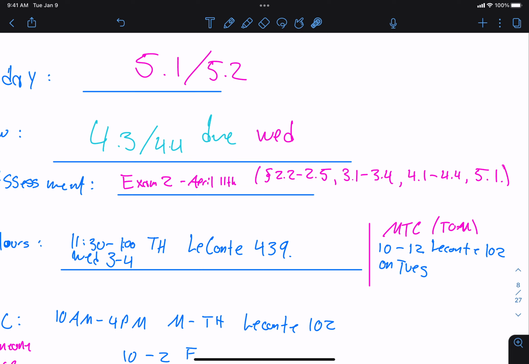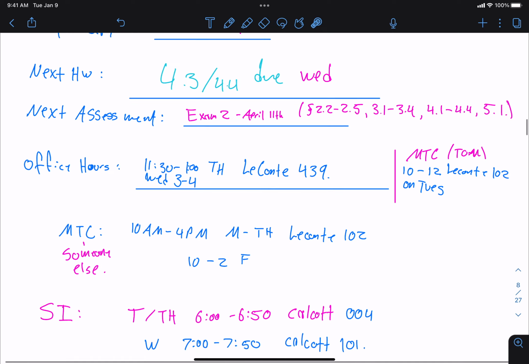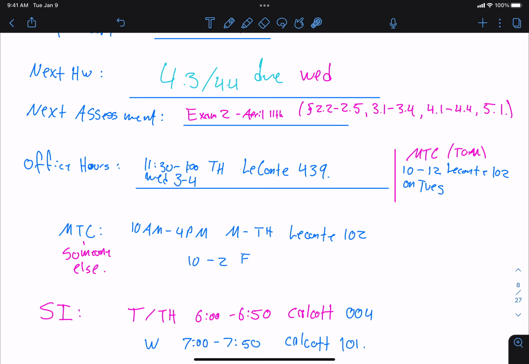So are there any questions about the exam? Okay, let's talk about how you can study for the exam. There's my office hours next week, okay? So from 10 to 2 in the Math Tutoring Center on Tuesday, I'll be there. On Wednesday, my office hours are from 3 to 4 in my office up in LeConte 439. On Thursday, we will have the review in class, and I also have office hours from 11:30 to 1.